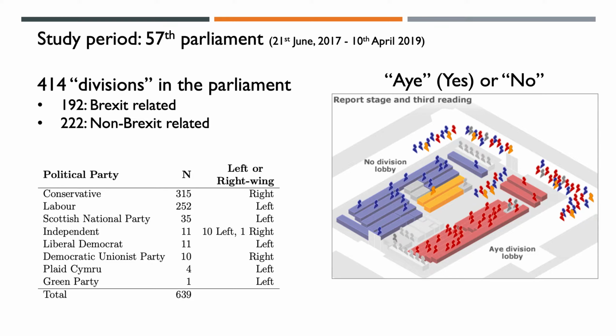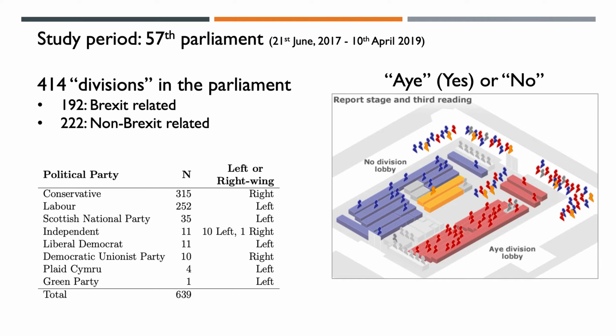And the dataset that we use here is from Hansard, which is the official website of the British Parliament. And our study period was the legislature immediately following the 2016 referendum, which is the 57th Parliament. And during this time, there were 414 divisions, or issues that were voted on. The image on your right is an example of a division, where the chamber is literally divided to a yes side and a no side, and MPs sit depending on their vote.